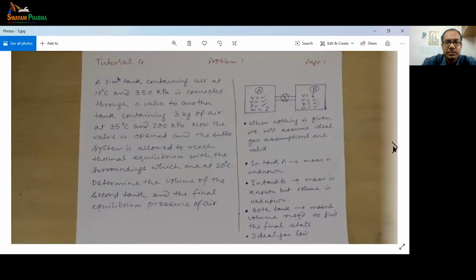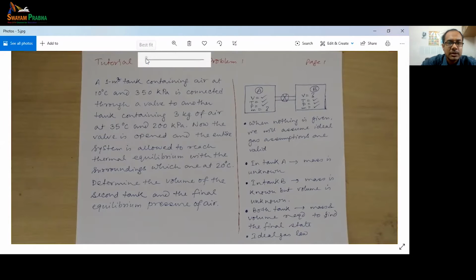Okay, so the first problem we are going to take up today is on gases. Earlier we have looked at liquids, particularly water as well as refrigerant 134a. Today we are going to look mainly at gases. So the first problem, what is the problem statement? Let me zoom in a little bit.